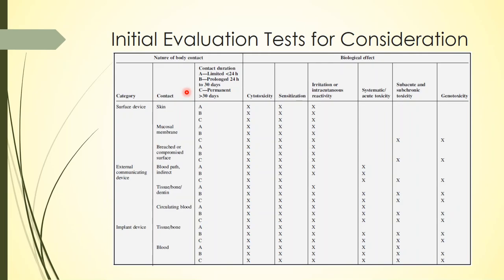So A is when the contact duration is less than 24 hours. B is when the contact duration is between 24 hours and 30 days. And C is the contact duration which is greater than 30 days, and it's also called permanent, right? A is limited contact, B is prolonged contact, and C is permanent contact. Now let me give an example.